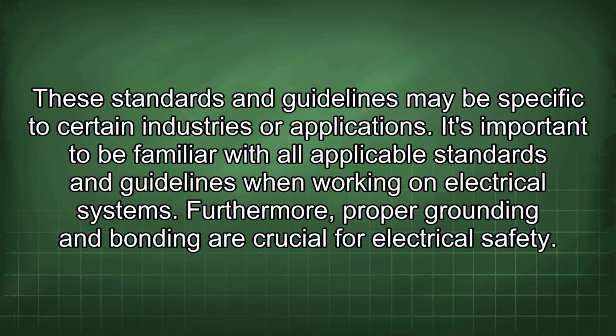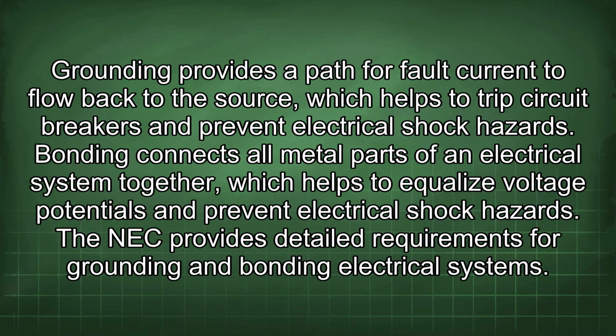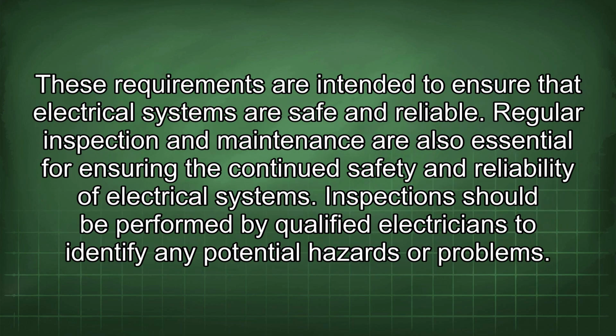Furthermore, proper grounding and bonding are crucial for electrical safety. Grounding provides a path for fault current to flow back to the source, which helps to trip circuit breakers and prevent electrical shock hazards. Bonding connects all metal parts of an electrical system together, which helps to equalize voltage potentials and prevent electrical shock hazards. The NEC provides detailed requirements for grounding and bonding electrical systems. These requirements are intended to ensure that electrical systems are safe and reliable.